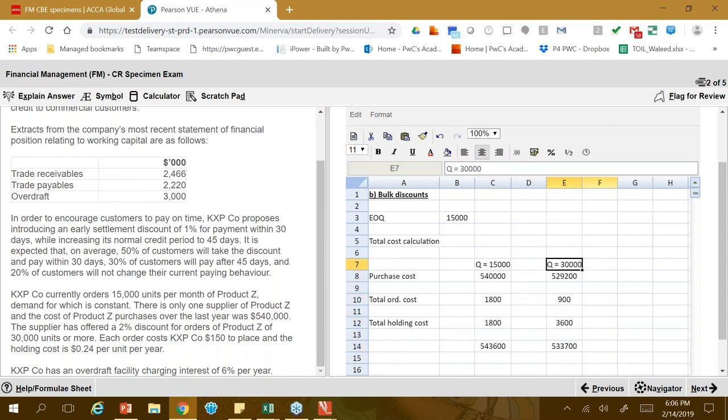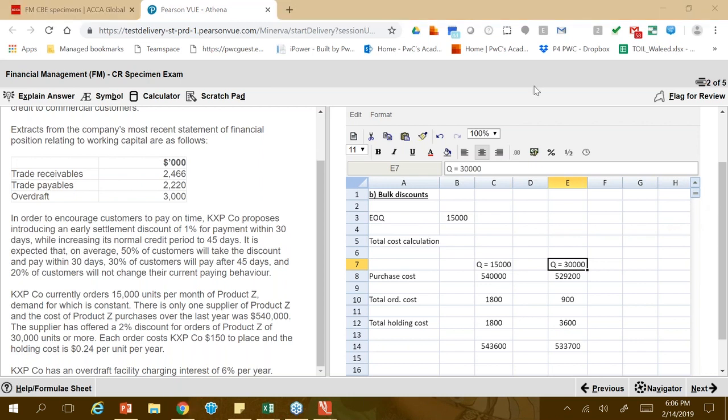Now, can I ask you which of these quantities would you like to go for? Would you like to go for the EOQ, or would you like to go for the bulk discount quantity? Yes, avail the bulk discount quantity. Yes, agreed.